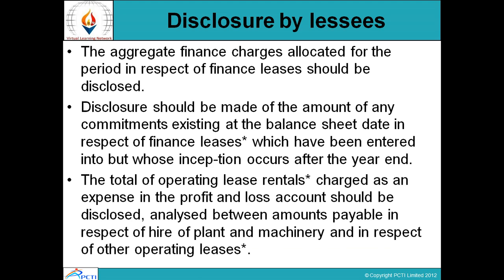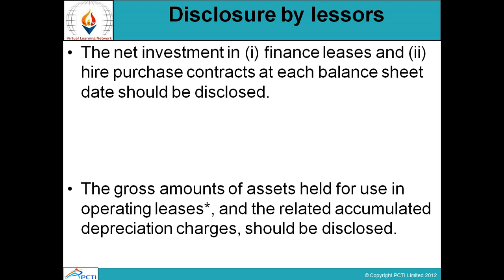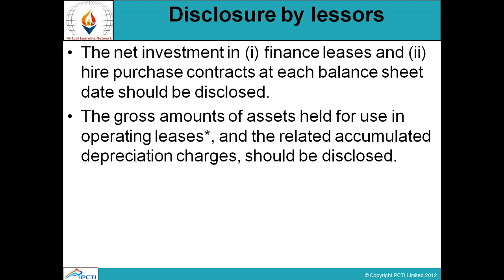The total of operating lease rentals charged as an expense in the profit and loss account should be disclosed, analyzed between amounts payable in respect of hire of plant and machinery and in respect of other operating leases. The net investment in finance leases and hire purchase contracts at each balance sheet date should be disclosed. The gross amount of assets held for use in operating leases and the related accumulated depreciation charges should be disclosed.